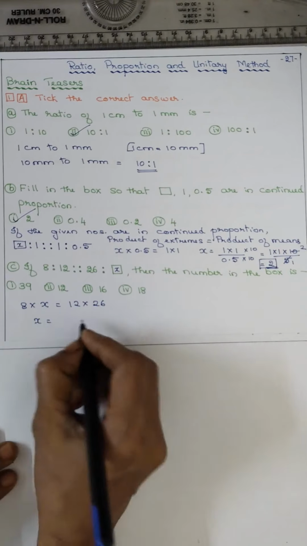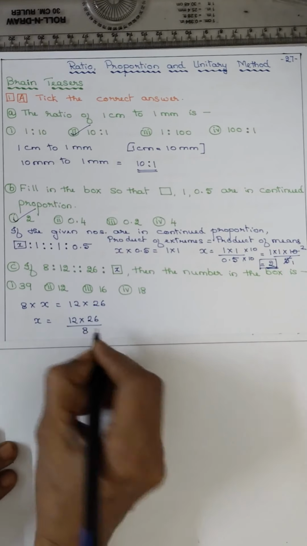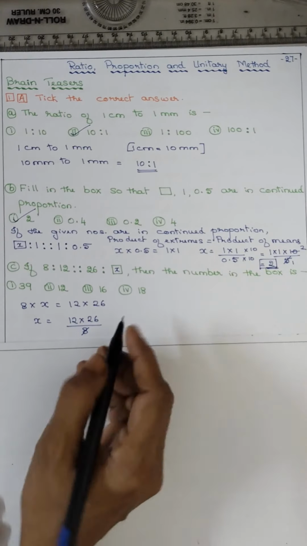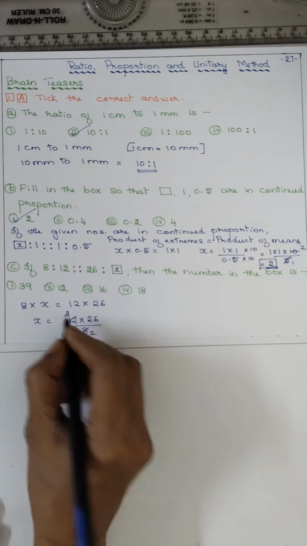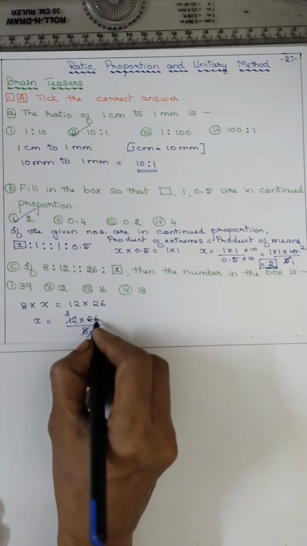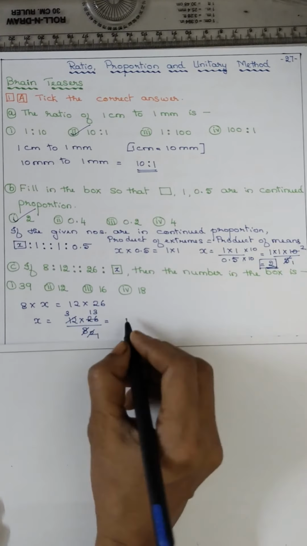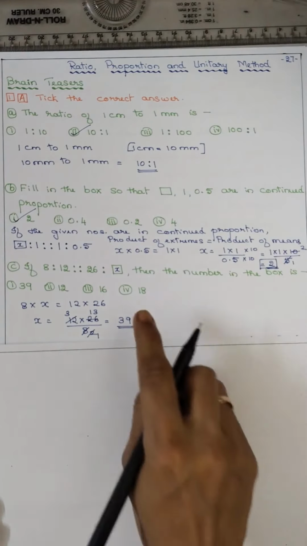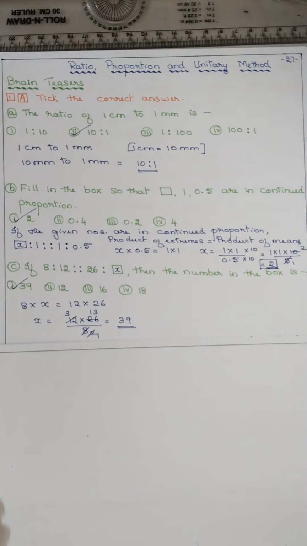So x is equal to 12 into 26 upon 8. So it is 4 twos are 8, 4 threes are 12, 2 ones are 2, 2 threes are 6. So 13 threes are 39. So x is equal to 39. So option is a 1.